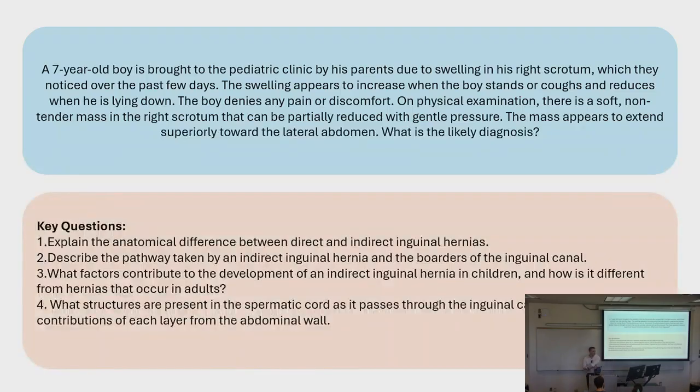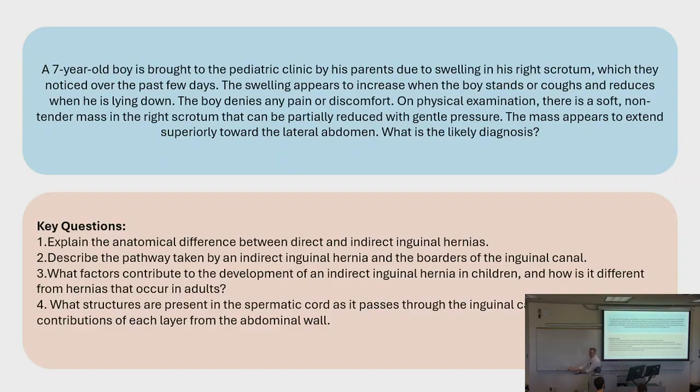So you have a 7-year-old boy brought in by the pediatric clinic by his parents due to swelling of his right scrotum, which they noticed over the past few days. Swelling appears to increase when the boy stands or coughs and reduce when he is laying down. Denies pain, discomfort. Physical exam, there's a soft, non-tender mass in his right scrotum that can be reduced when you put pressure on it. The mass appears to extend superiorly towards the lateral abdomen.